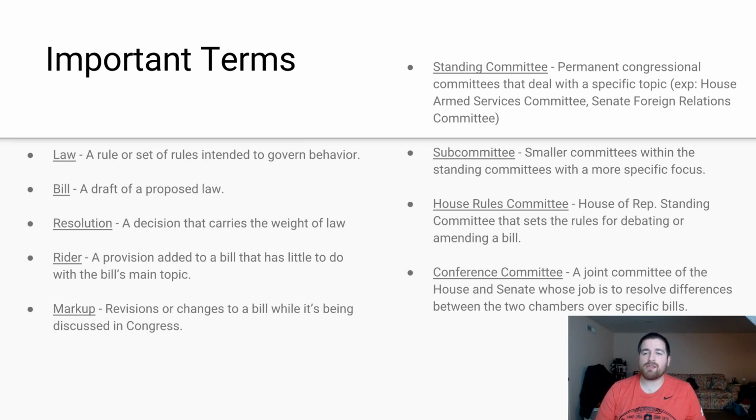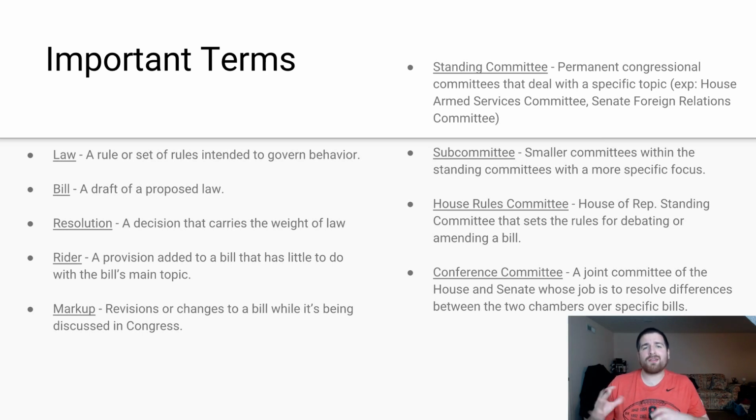A subcommittee is a smaller committee within the standing committee with a more specific focus. So, for example, the Senate Foreign Relations Committee might have a subcommittee devoted especially to Iran and our relationship with Iran and how we're going to interact with them. The House Rules Committee is the House of Representatives Standing Committee that sets the rules for debating or amending a bill. Again, that'll probably make more sense here in a second. And a conference committee is a joint committee of the House and Senate whose job is to resolve differences between the two chambers over specific bills.